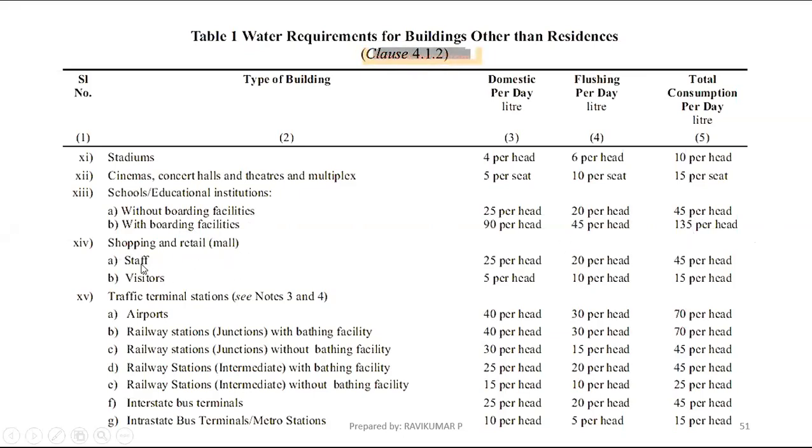Shopping and retail mall: for the shopping mall you have to consider staff 40 liter, visitor 15 liter, that is 5 liter for domestic per day and flushing 10 liter per head per day for the visitors. Airport terminal, railway station, intermediate and interstate bus terminal, metro station, everything is given. Based on this only, you have to take the minimum water requirement.